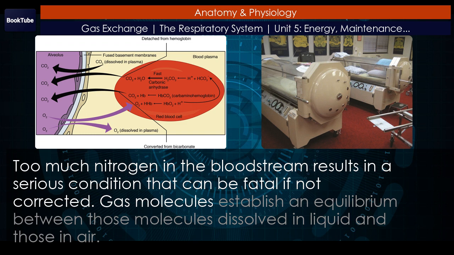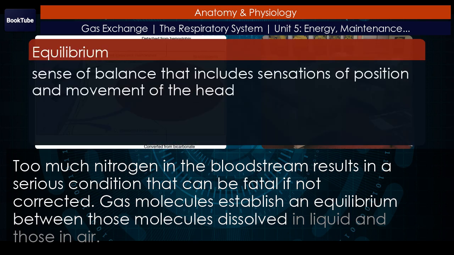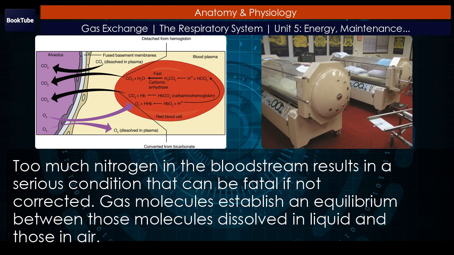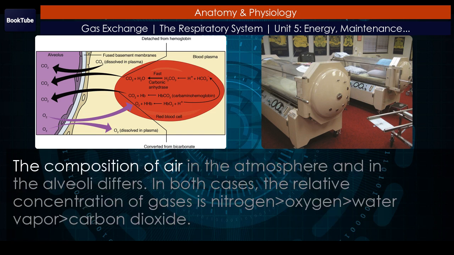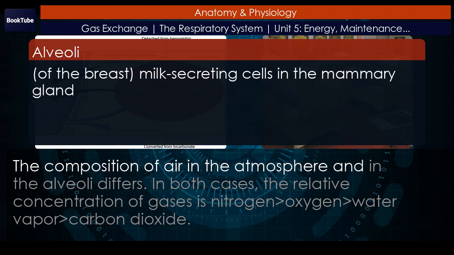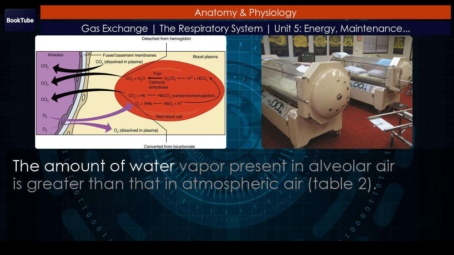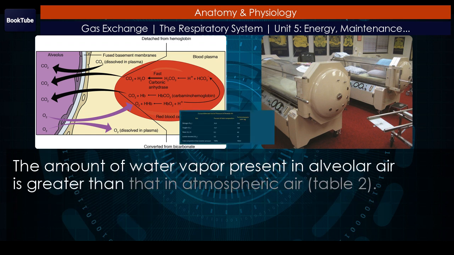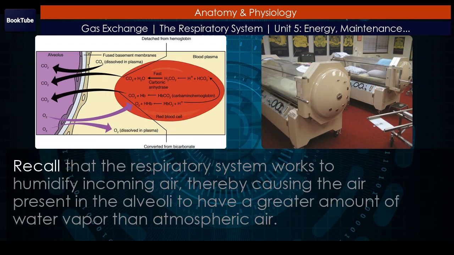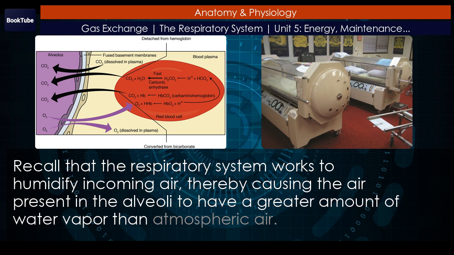Gas molecules establish an equilibrium between those molecules dissolved in liquid and those in air. The composition of air in the atmosphere and in the alveoli differs. In both cases, the relative concentration of gases is nitrogen greater than oxygen greater than water vapor greater than carbon dioxide. The amount of water vapor present in alveolar air is greater than that in atmospheric air. Table 2. Recall that the respiratory system works to humidify incoming air, thereby causing the air present in the alveoli to have a greater amount of water vapor than atmospheric air.